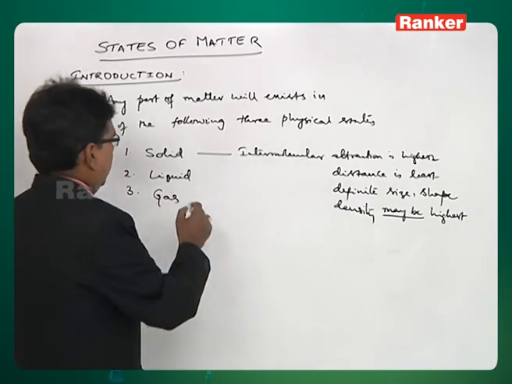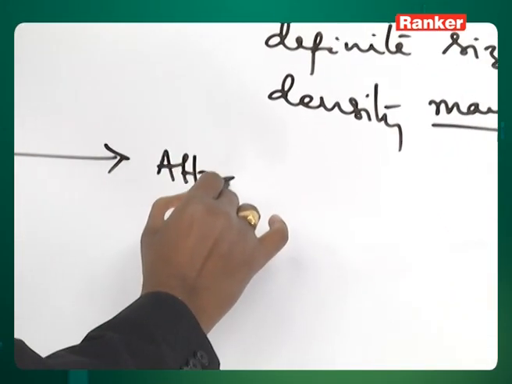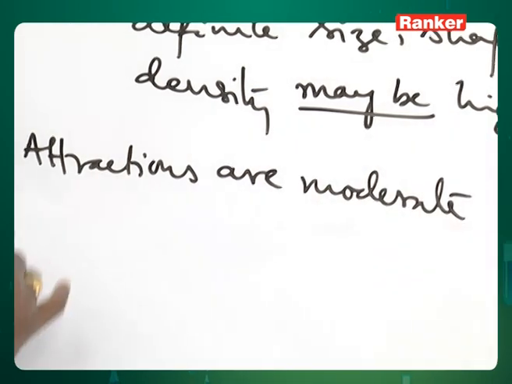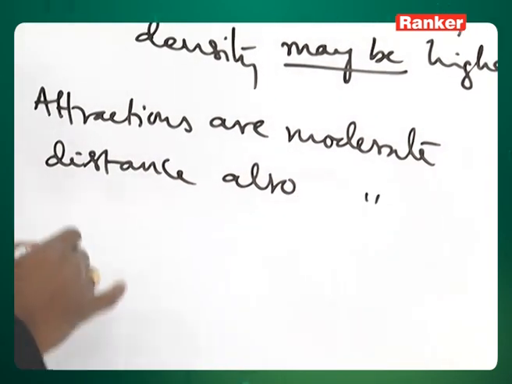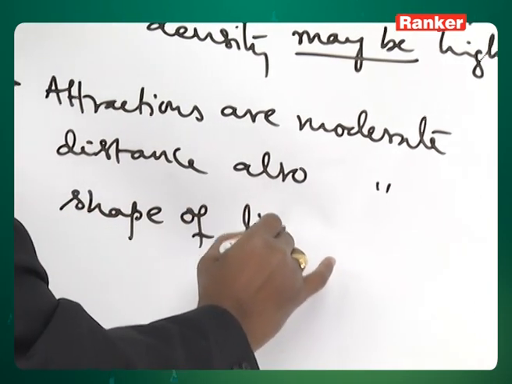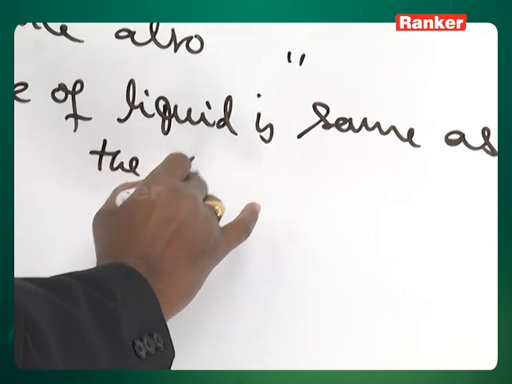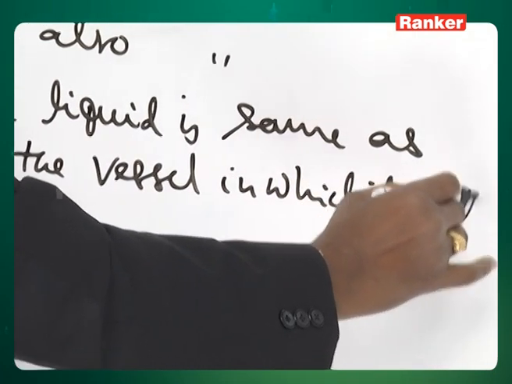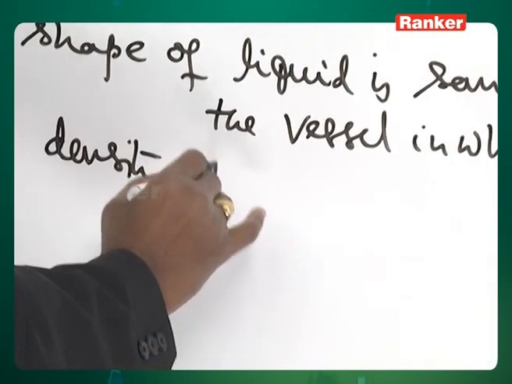Now, coming to the liquid case, the liquid state is the one in which intermolecular attractions are moderate, intermolecular distance is also moderate, the liquid takes the shape of the vessel in which it is filled, and the density is also moderate.